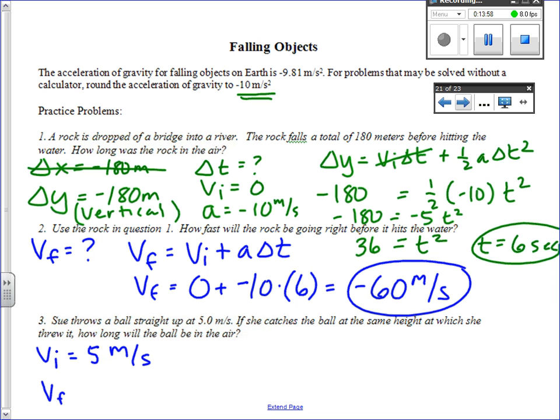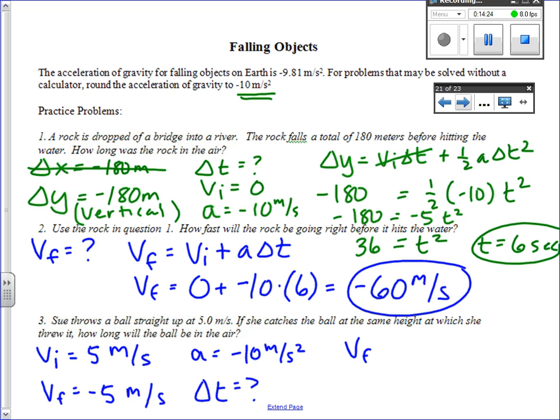One way to solve this is to assume that the path of the ball is symmetric. And that would mean that if the ball was thrown up at 5 meters per second, it's going to land in her hands at the same speed in the opposite direction, which is negative 5 meters per second. The acceleration is still negative 10 meters per second squared, and we'd like to know delta t.